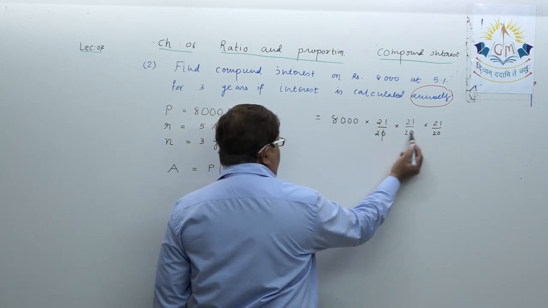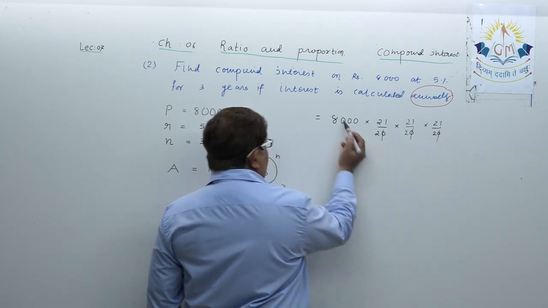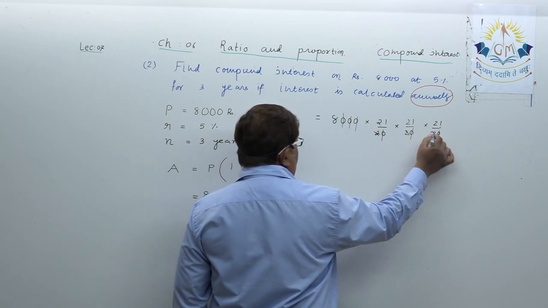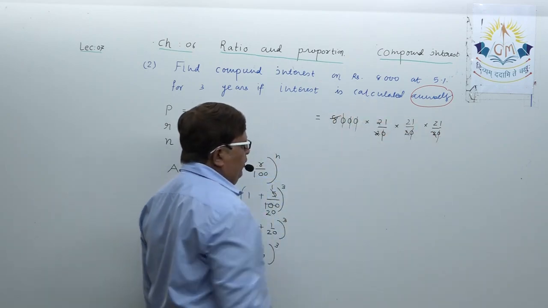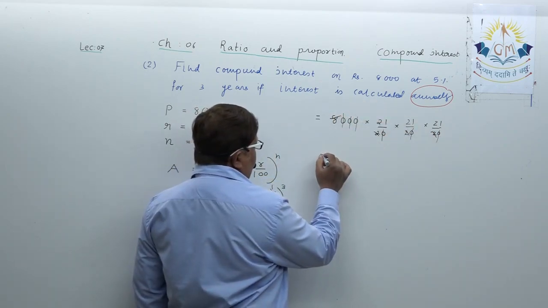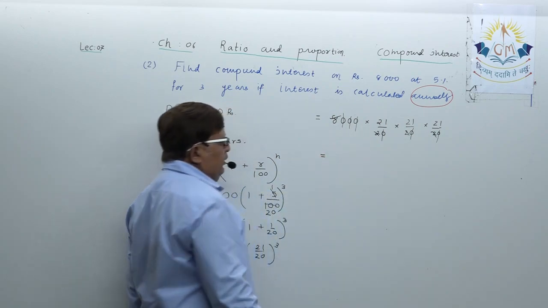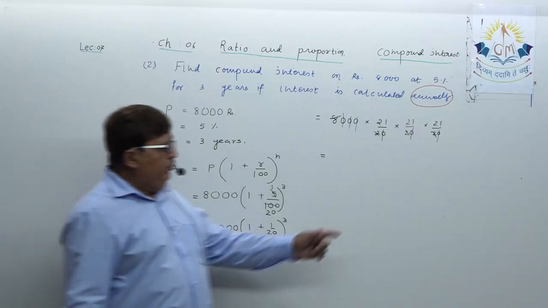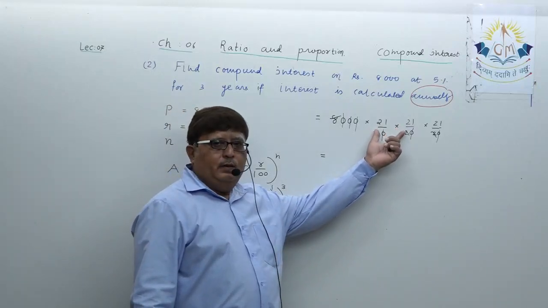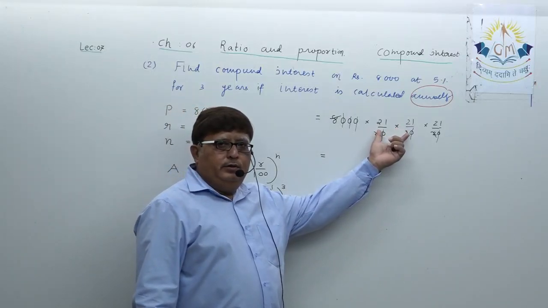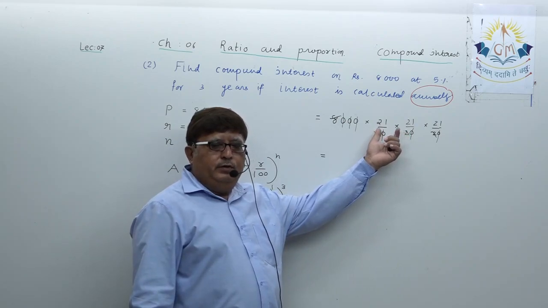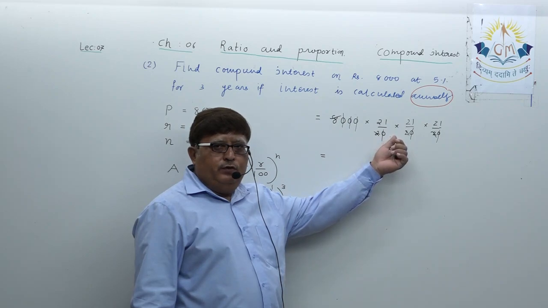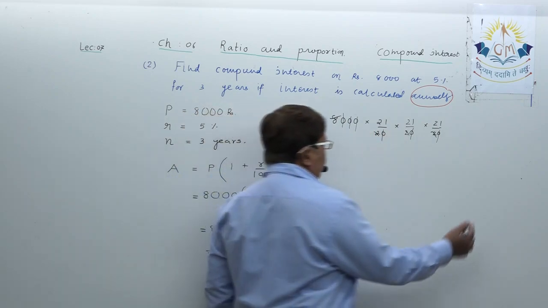Further cancellation, 3 zeros cancelled here. 2, 2, 2, 8 cancelled. What is left, dear student, in numerator? 21 into 21 into 21. You must be knowing the square of 21. 21 into 21, 441 into 21.